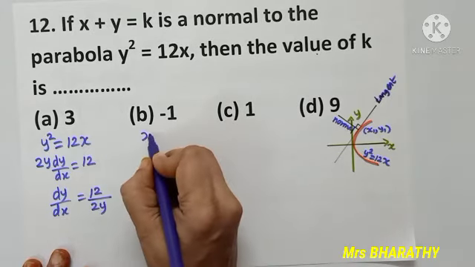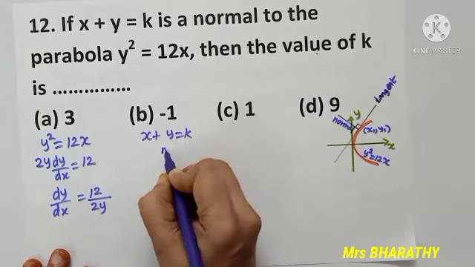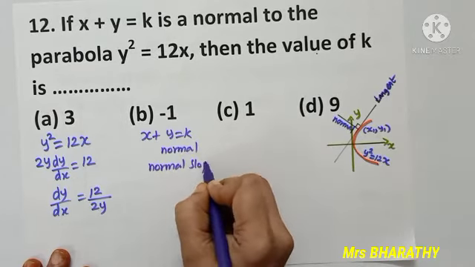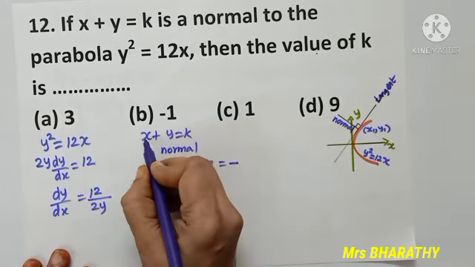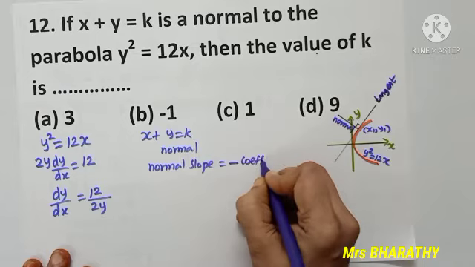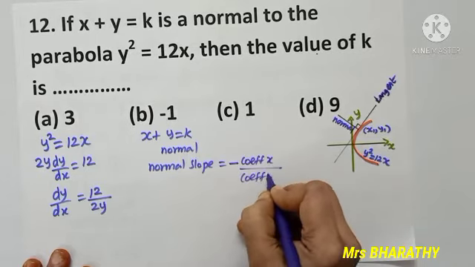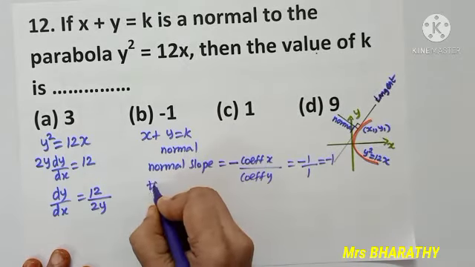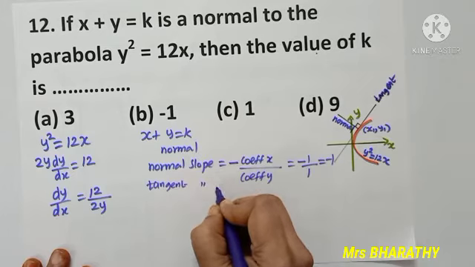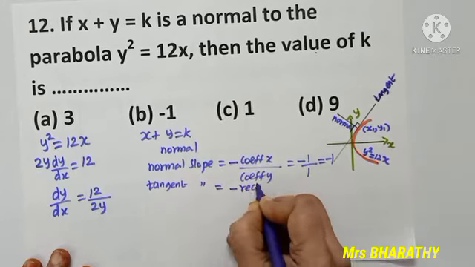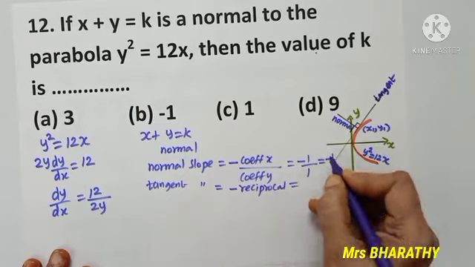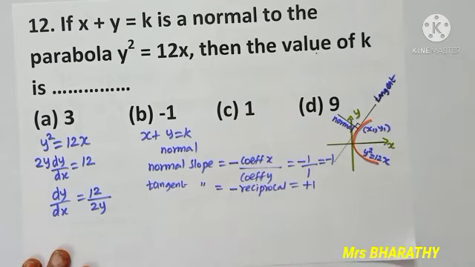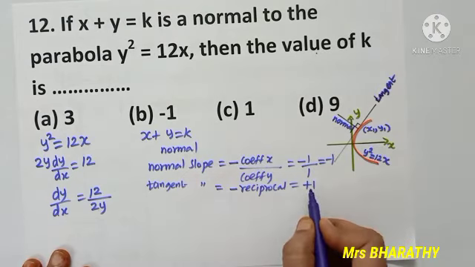Now we are given x plus y equals k as the normal. So what is the normal slope? Normal slope is minus coefficient of x by coefficient of y. That is minus 1 by 1, that is minus 1. So what would be the tangent slope? Tangent slope is the minus reciprocal. For minus 1, the minus reciprocal will be plus 1. I know the tangent slope is 1.